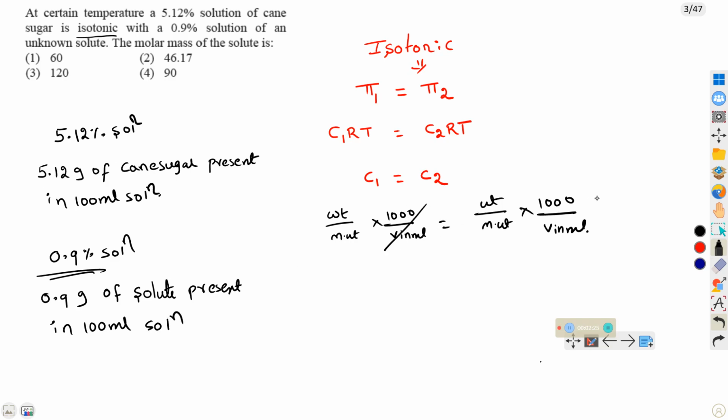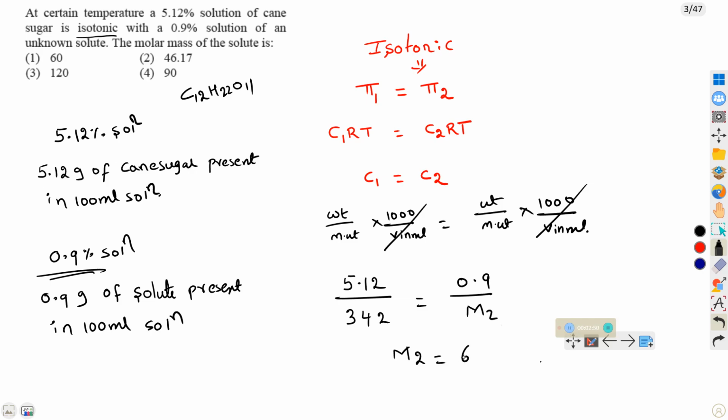Here the volumes remain the same, so volumes cancel, and the weight is 5.12. Cane sugar molecular formula is C12H22O11. Molecular weight is 342. So 5.12 by 342 is equal to 0.9 by M2. Now calculate the M2 value: 60.11 gram per mole. So first option is correct.